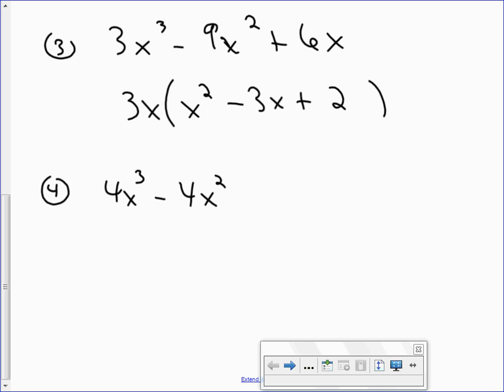So what can I factor out of this one? 4 and x squared. You want to pick the one that has the smallest exponent. That has an exponent of 3. That has 2. So you take the one that's the smallest, x squared.